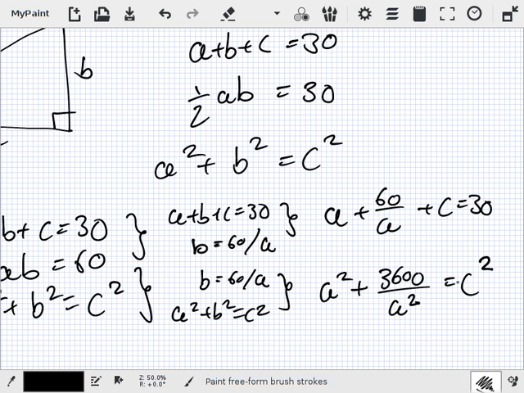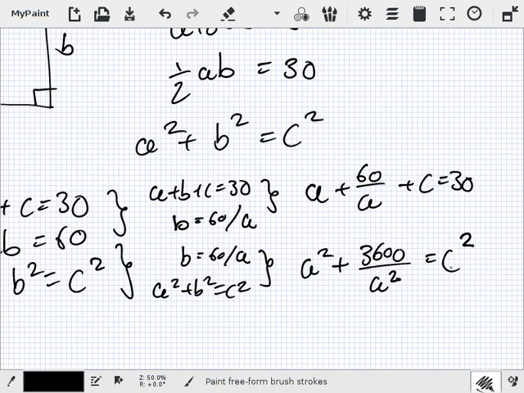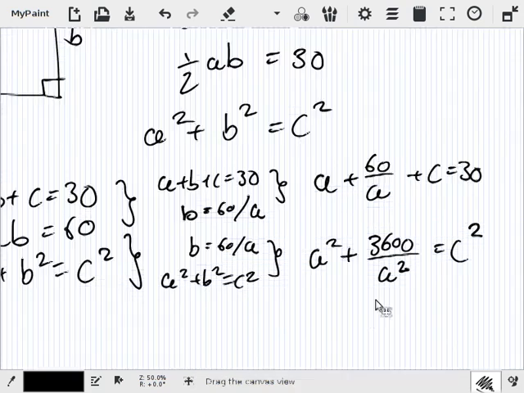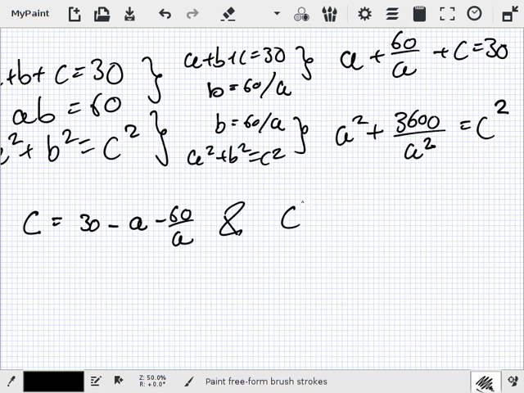Right, now remember, I'm trying to get the A. So what will I do next? Equate. Yeah, equate for which one? C. Yeah. Now, right, so I'll scroll down here. So in the first equation you can say C equals 30 minus A minus 60 over A. And in the second equation you have C squared equals A squared plus 3600 over A squared.